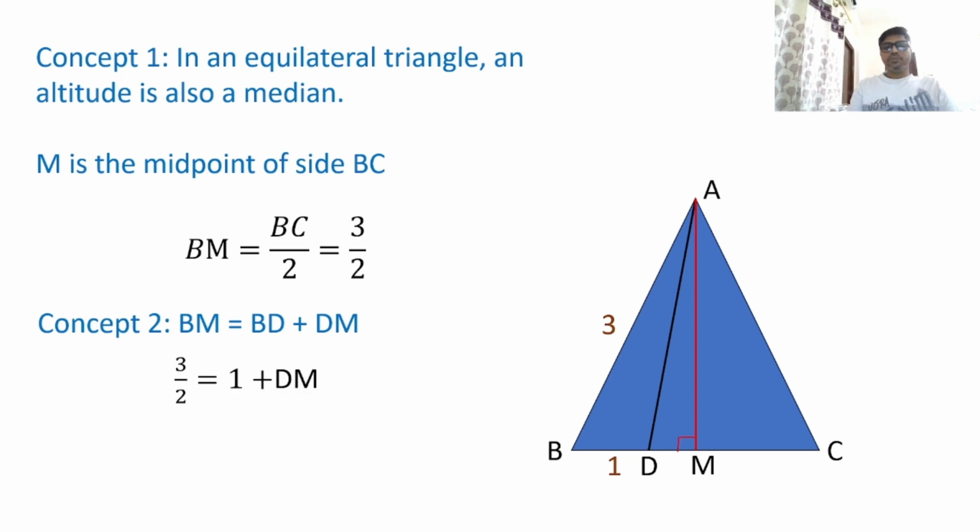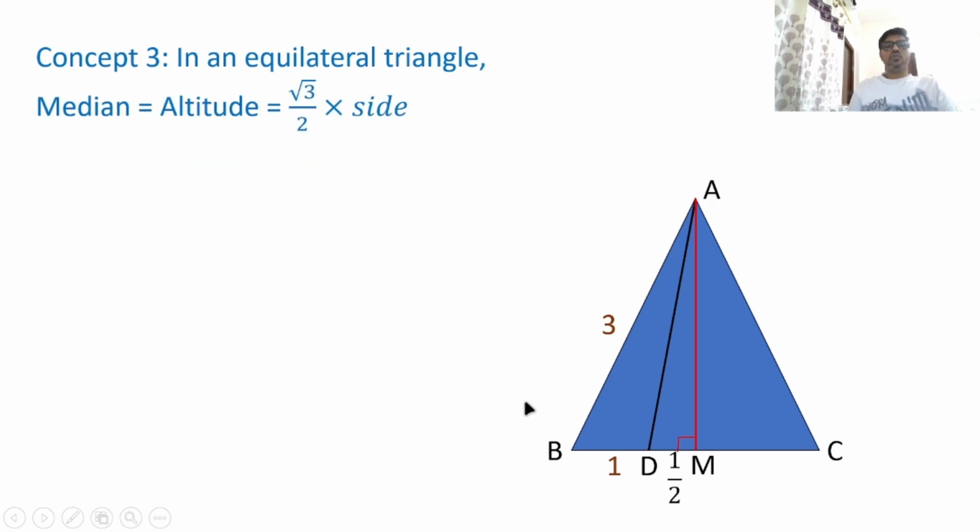So if I substitute the values that are known to me, BM we already calculated from concept 1, 3 by 2, and BD has been given in the question, yes, 1. So 3 by 2 equals 1 plus DM. Otherwise, DM equals 3 by 2 minus 1, which is going to give you 1 by 2. So we got DM. So this side we have calculated.